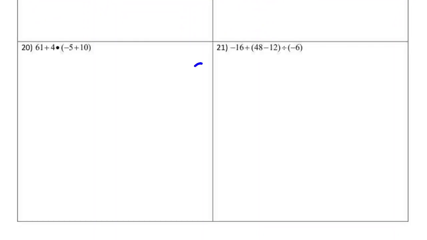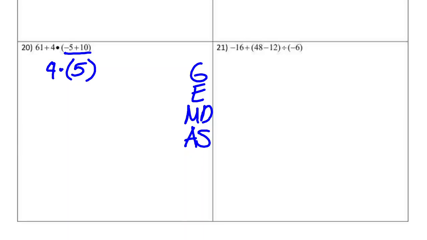Grouping, exponent, multiply, divide, add, subtract. I have a grouping. Most people were messing up this step right here. So I have negative 5 plus 10, which is really positive 5, times 4 plus 61. Then I have to multiply. 4 times 5 is 20, plus 61. So 61 plus 20 is 81.